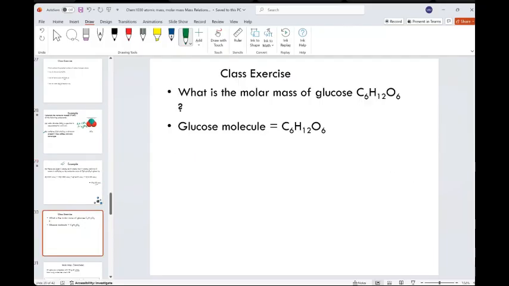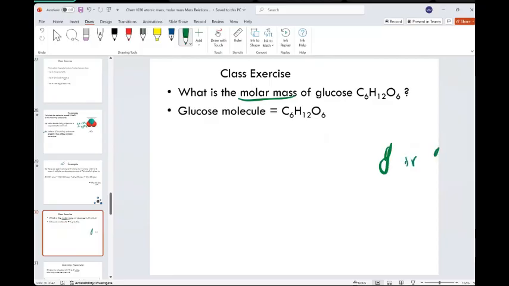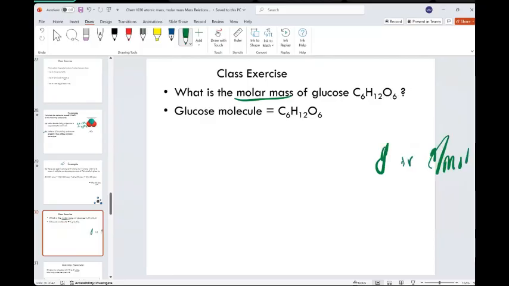What is the molar mass of glucose? C6H12O6. So we will be careful what type of mass it is asking, molar or molecular, because depending on the type, our unit is different. So it is molar mass. So the unit will be grams, okay, or gram per mole, not AMU, okay. Same way.